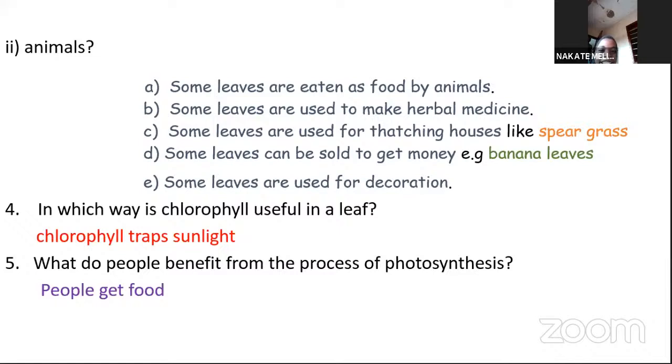Some leaves are eaten as food by animals, even you yourself. Give me an example of any leaf which is eaten. The leaves which people eat. I have not heard an example of any leaf you have ever seen people eat.